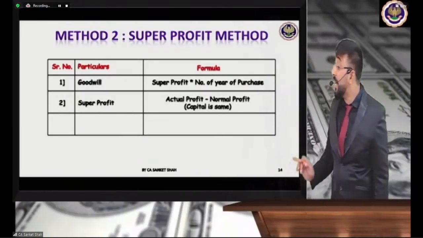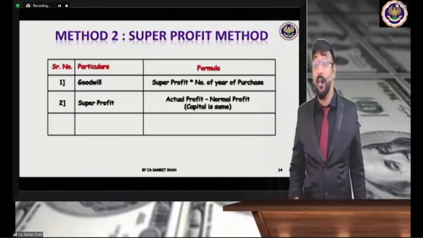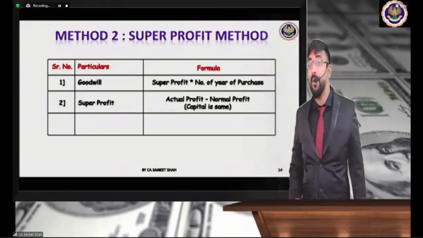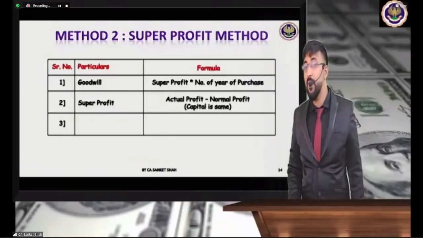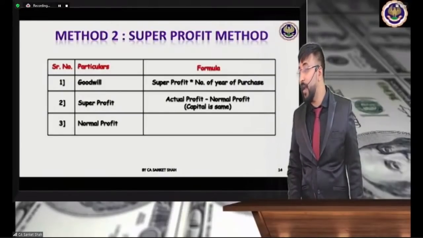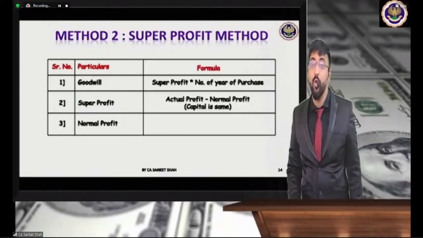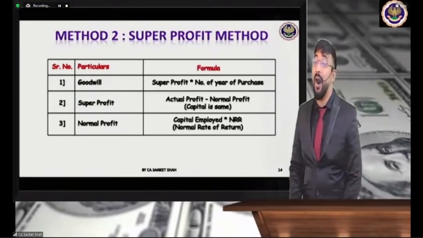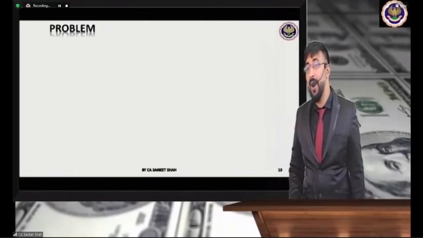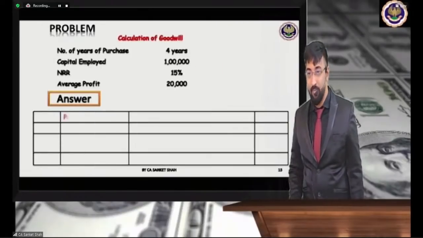What is same? Capital is same. So see, profit is different means capital is same. Okay, and last, normal profit. How to calculate normal profit? Very good. Capital employed multiplied by NRR. So capital employed multiplied by NRR. I'm not going to take this problem.